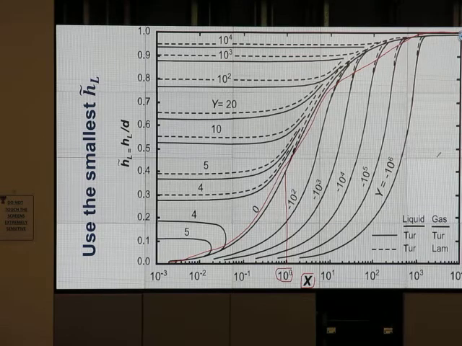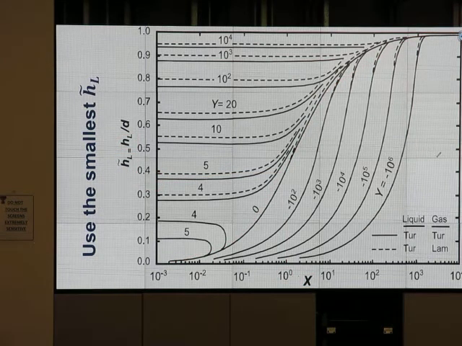Then I read the left hand side, and I get the value of H_L tilde, H_L over D. H_L is liquid height. This is step 2. Just use the chart. Not that difficult, right? For x equal to 1 and y equal to 0, it's easy.